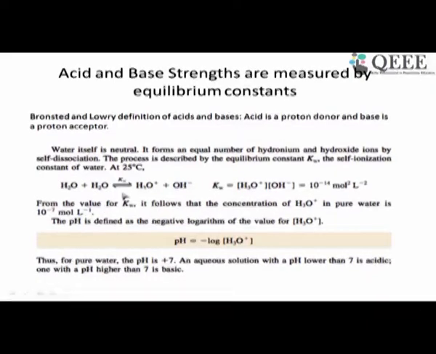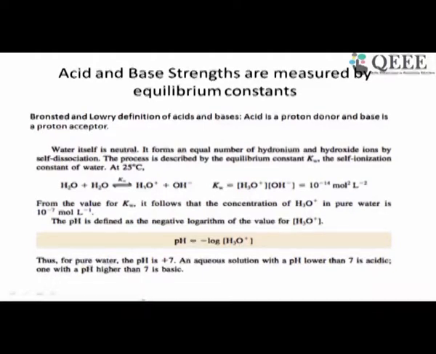Since it's an extremely small value, to make it really meaningful, this negative logarithm scale is used. If you substitute this concentration of H3O plus in this equation, that will give the pH of water. So pure water has a pH of 7 because its ionization is 10 power minus 7 moles per liter of H3O plus ions.